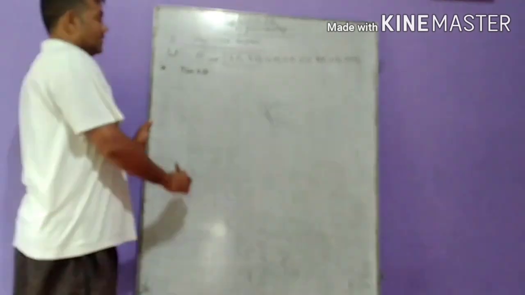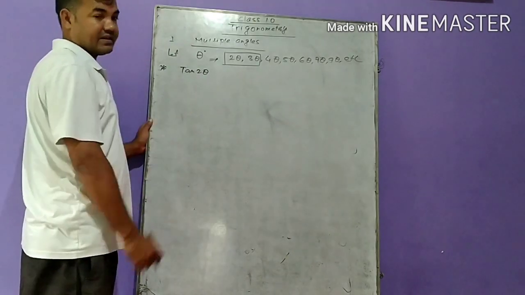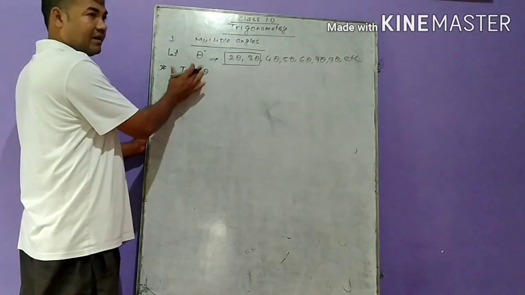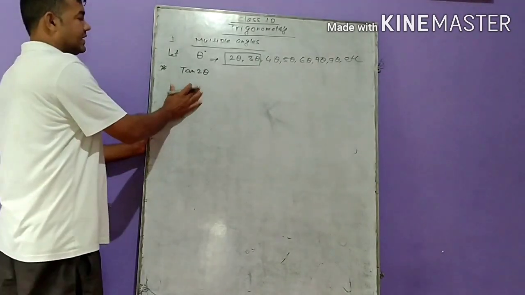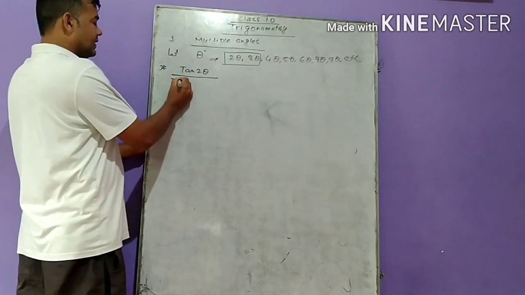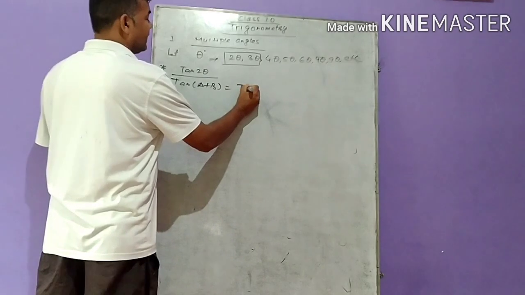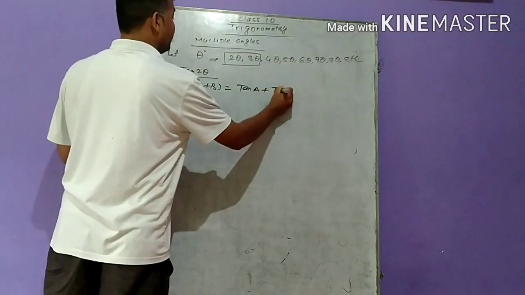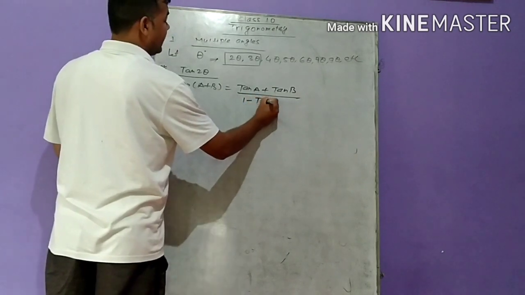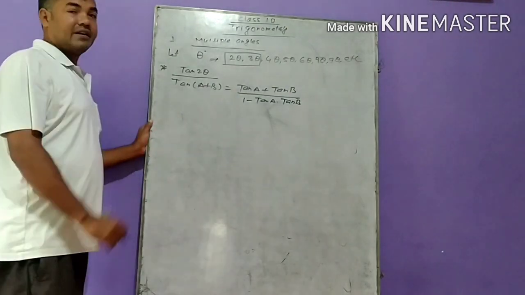We are not learning it, we are creating it. We have to understand like this. These identities are our creation. We have to understand in this way. So how can we create these identities? We know that tan A plus B is tan A plus tan B upon 1 minus tan A into tan B. We know this identity very well.